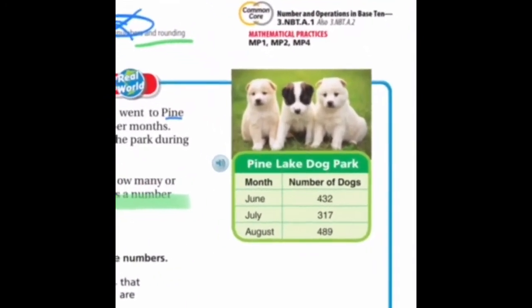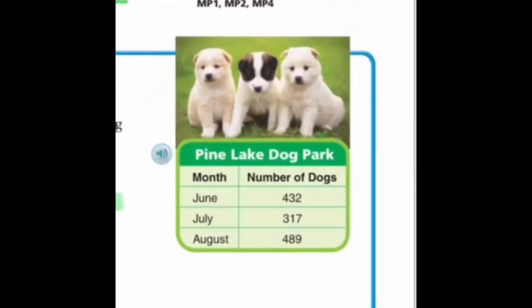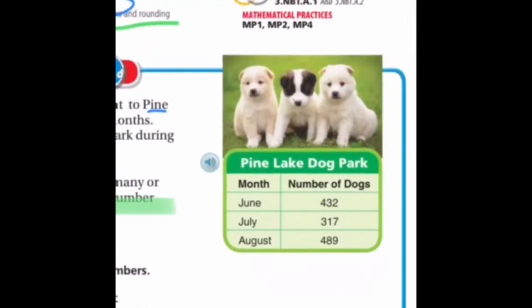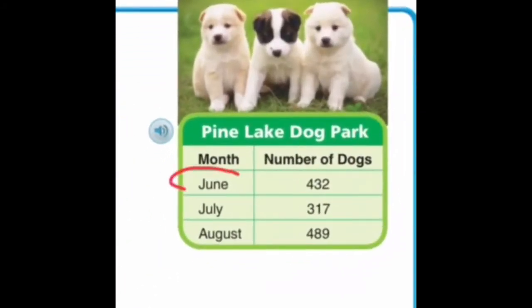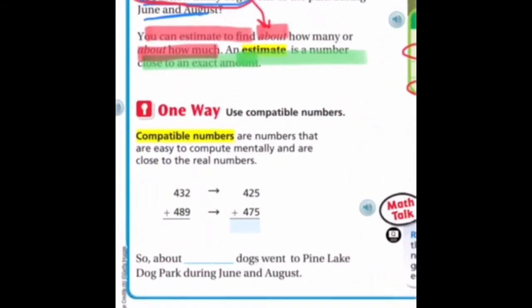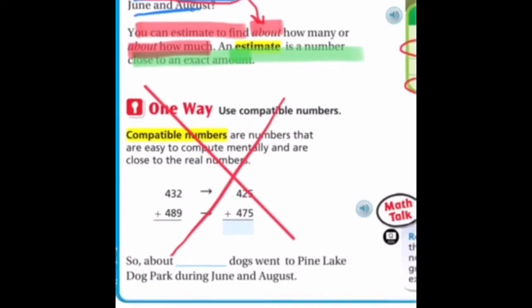And here we have our great picture of our dogs. And we look at, what did the question ask? June and August. So we're really paying attention to June and August, not so much July. All right, so the first thing they talk about is using compatible numbers. And really, we won't use compatible numbers at all, okay? What we will do, however, is estimate.